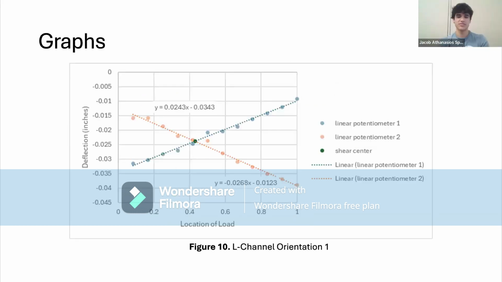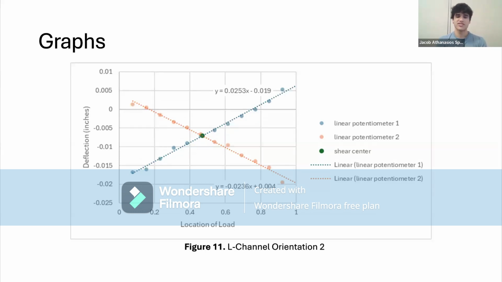Like the C channel beam, the L channel beam was tested as well in two orientations. In orientation 1, the linear potentiometers gathered voltage data that was then multiplied by the calibration constant to get the deflection. The point at which the deflections are equal on the graph is the intersection point and corresponds to the percentage along the x-axis of where the shear center is in that orientation. In orientation 1, we can see that it's a little more than 40% along the x-axis.